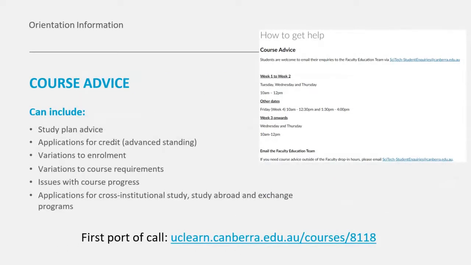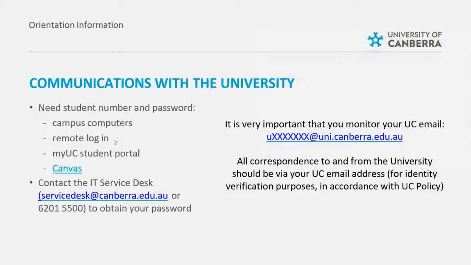If you do find that you need a little bit of course advice, you're not quite sure what to study next, you've got some complications in terms of you need to go part-time perhaps, or you want some credit for previous study, then you can do so by visiting the drop-in center in our Student Center, or contacting that SciTech Student Inquiries email address, which is in very tiny writing in the top right corner there, but is also the same address as I put up earlier as your primary contact within the faculty.